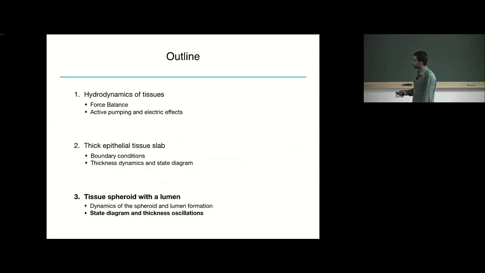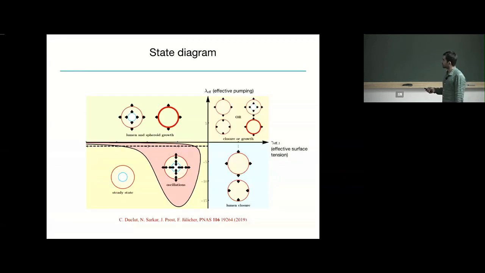So now I go to the state diagram and I will talk about the oscillations. The state diagram we have plotted in effective pumping versus effective surface tension phase space. You see that if effective surface tension is negative, as you have seen before, the lumen will always be there. In this part of the phase diagram, when lambda effective is also positive, then both the lumen and the spheroid can grow, or the lumen and the spheroid can grow as a monolayer. And here you have steady state of the lumen and the spheroid.